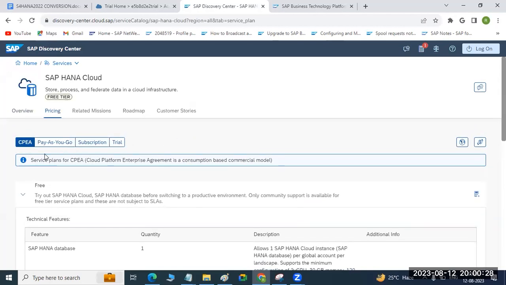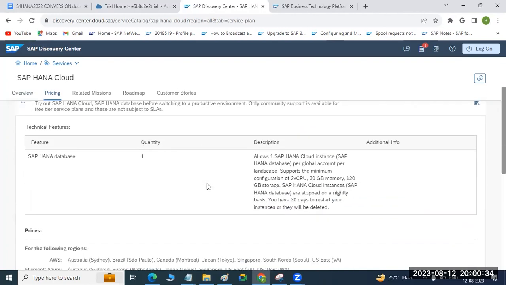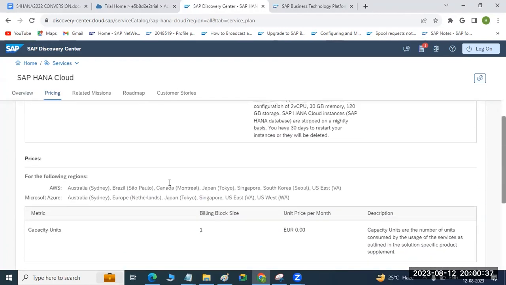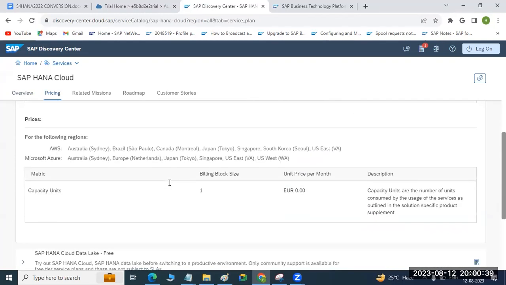Here we have to go here. The service plans for the CPE only. So it's a consumption based model, right? Here, how much memory you want to use, all the information you will get from here.